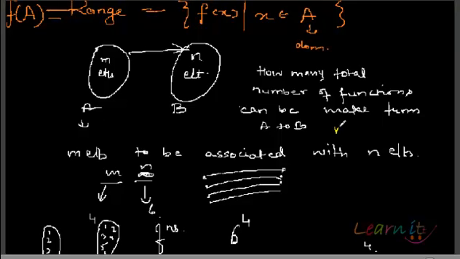So that is the number of functions that I can make between m elements and n elements. It will be n to the power m, because my first member of the domain can get associated to n elements, and so on and so forth till all m elements have gotten associated. So it will be n to the power m.